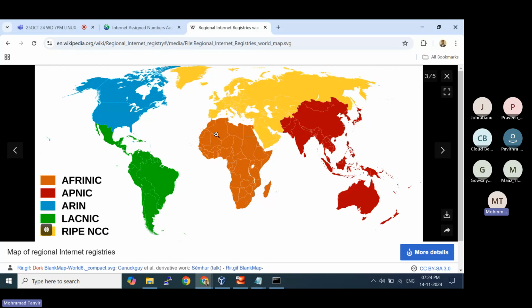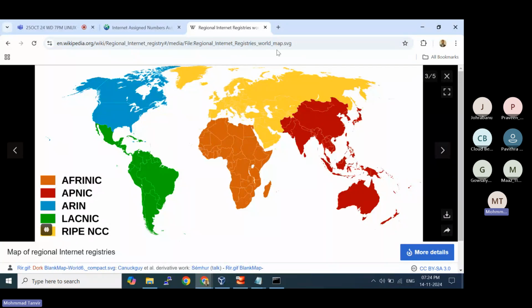Okay. So this complete Africa comes under AFRINIC. Russia, Europe, and the Middle East come under RIPE NCC. Our India and the neighboring countries, along with China, Japan, and Southeast Asia, Thailand, Indonesia, Australia, New Zealand, all come under APNIC, the Asia Pacific Network Information Centre. Then South America is separate as LACNIC, and North America as ARIN. Okay. So we are in this APNIC.